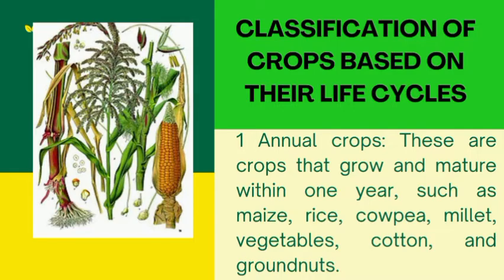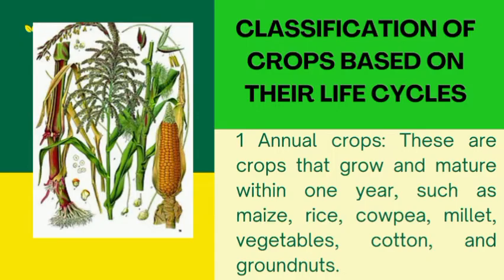All these crops mentioned here, you can plant them within 1 year and harvest them. And once you harvest them, they won't produce again. That means they die. If you want to produce another crop like that, you have to replant another one. That means they have completed their life cycle. That's why they are called annual crops.